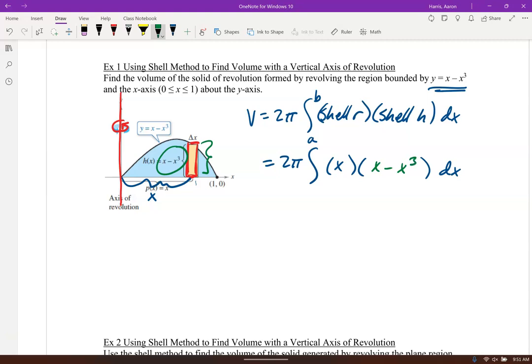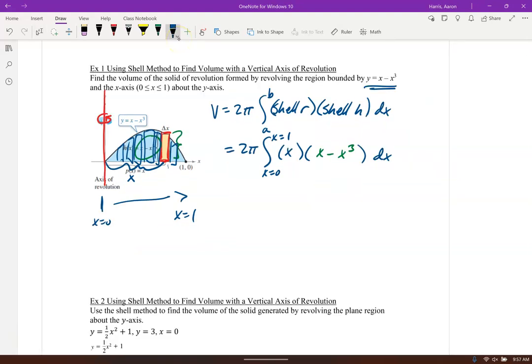And then we're summing all these shells up that are being spun around, from an x value of 0 out to an x value of 1, where it hits the other x-intercept, from x being 0 to x being 1. So we've got 2 pi times x squared minus x to the 4th dx, from 0 to 1.